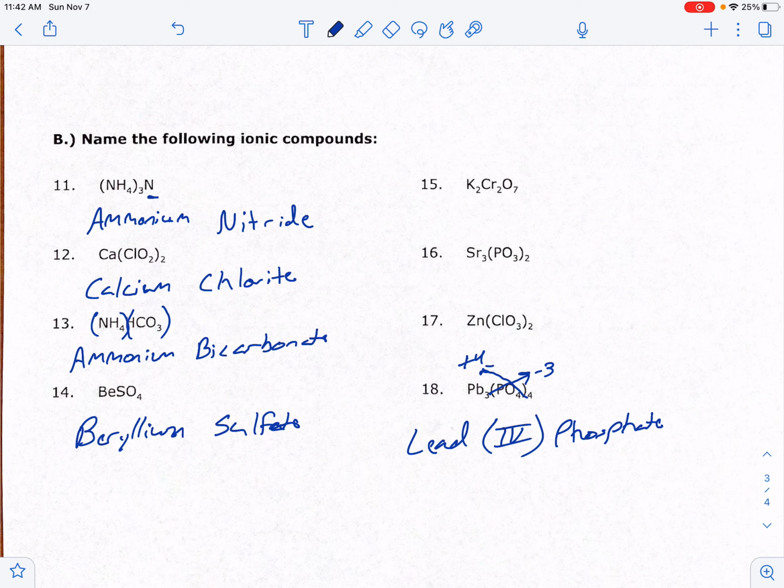Okay, so that pretty much sums up all the namings for monatomic and polyatomics using transition metals. Okay, so feel free to watch these as many times as you need to kind of help you out, and then let us know if you have questions.